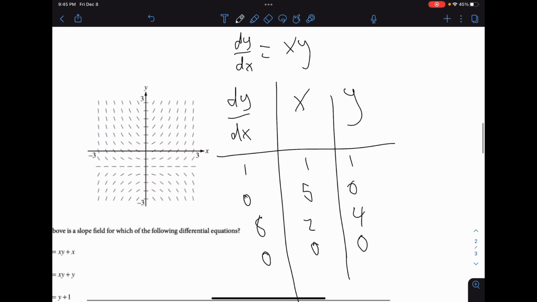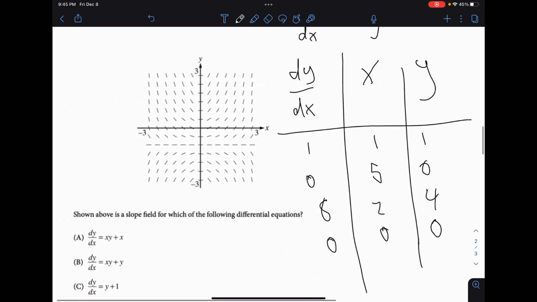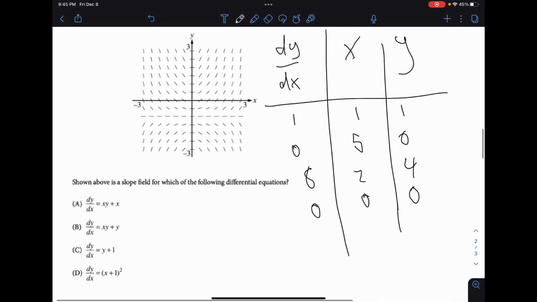All I did was plug in the x and y values into this function, and I got dy/dx. That's just the slope at that point. So if we look at this graph, it wants us to figure out which differential equation below does the dy/dx fit this slope field. So if we look at the slope field, it's pretty simple.